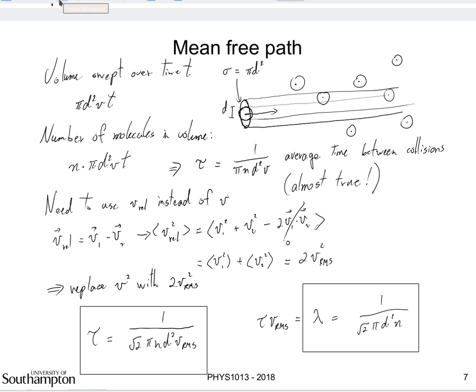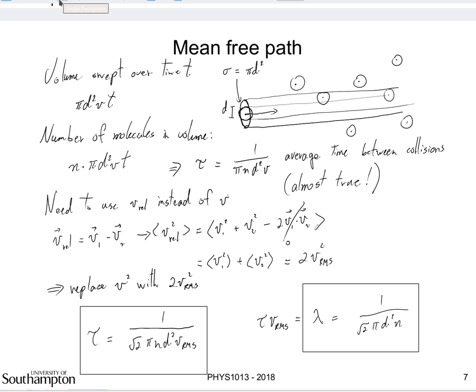Okay. So what's interesting is that really it's pure geometry, right? We didn't talk about temperature, we didn't talk about pressure, and really it depends only on the density, and it doesn't depend on anything else. Well, of course, it's the size of the molecules, but it doesn't depend on temperature. Are you surprised that if you increase the temperature of a gas, the mean free path is going to be the same?